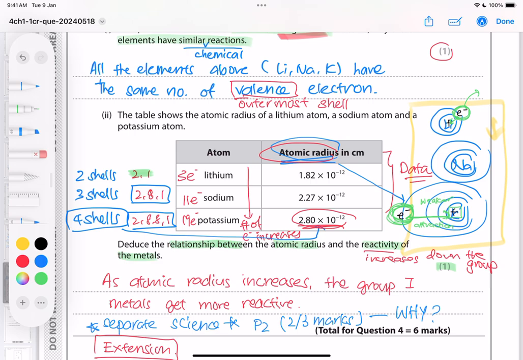So in summary, the smaller the atomic radius, the less easily the group 1 metal loses its valence electron, and therefore its reactivity decreases. I hope this helps.